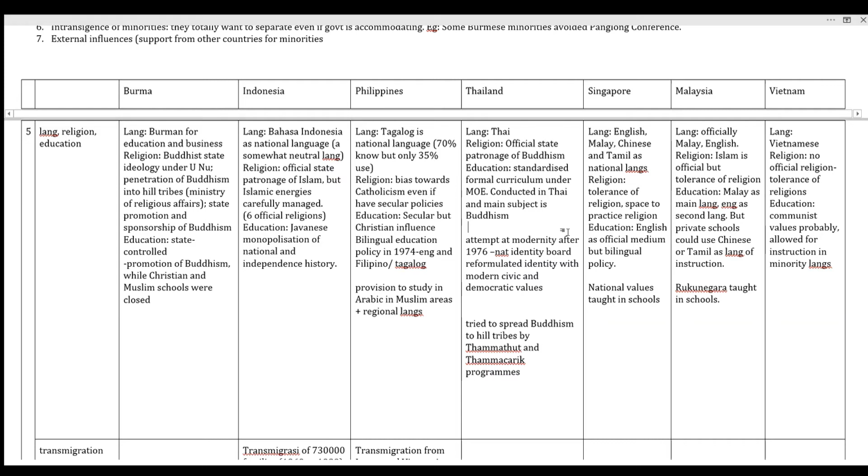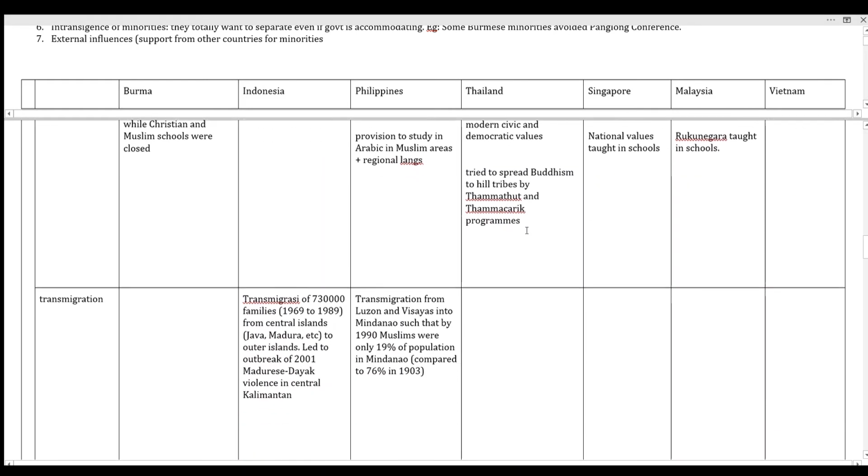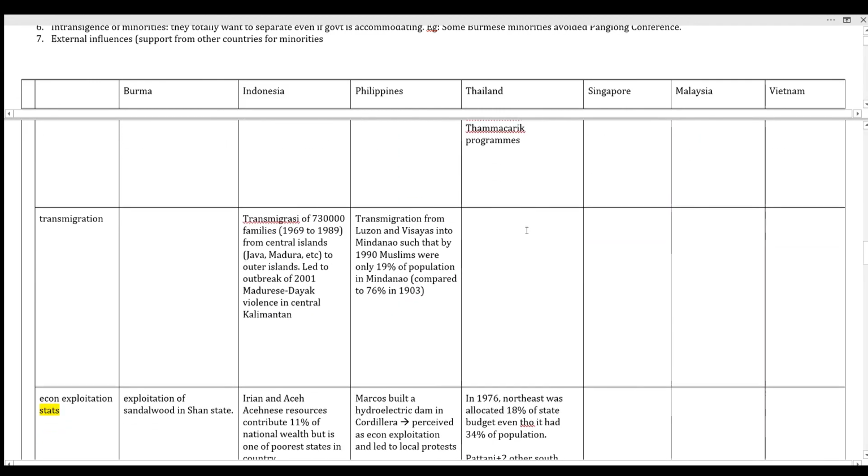So the language that they use is Vietnamese, and they don't really care about religion all that much, so they don't have an official religion or anything, which is good. It makes all the people who actually do have a religion not have to be worried about following it. And for education, in this case, instead of religion, we look at communism. So they advocate for communist values in their education, and they allowed for instruction in minority languages, which is a big thing, of course. So that's what the education was like. Language, religion, education. Okay.